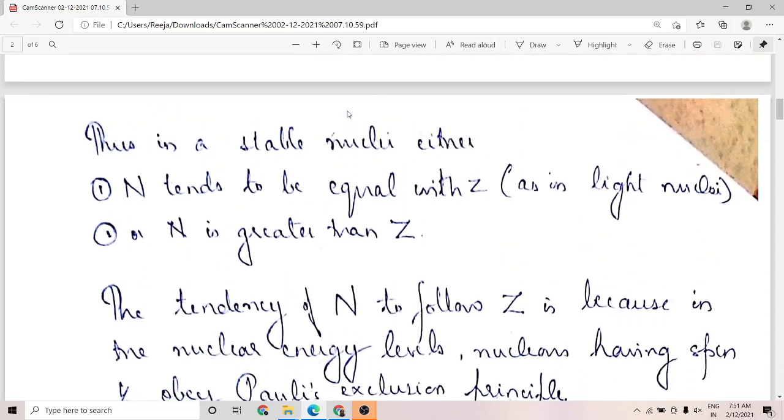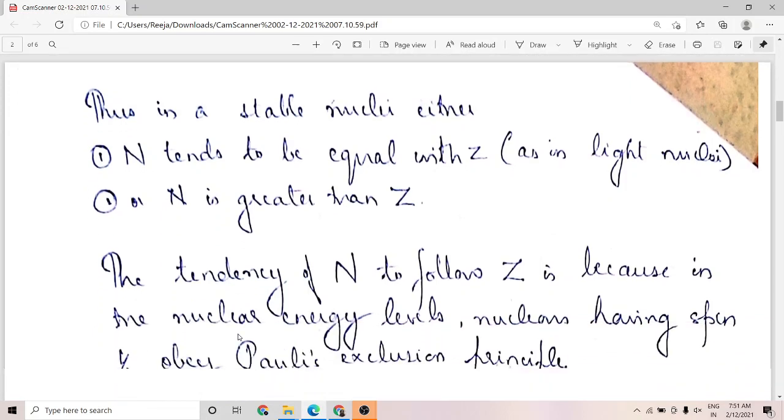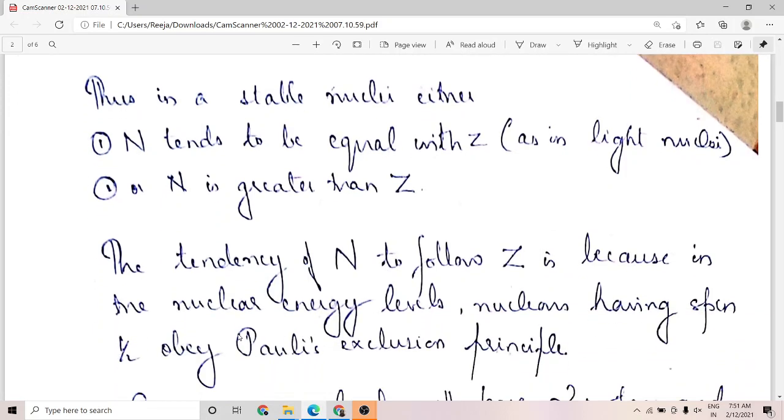Next, we just conclude once again. Thus, in a stable nucleus, either N tends to be equal to Z in a lighter nucleus, or N is greater than Z in a heavier nucleus. Now, the tendency of N to follow Z is because in the nuclear energy levels, the nucleons with spin half obey Pauli's exclusion principle.